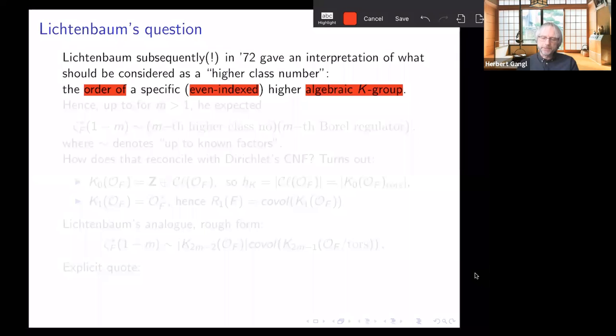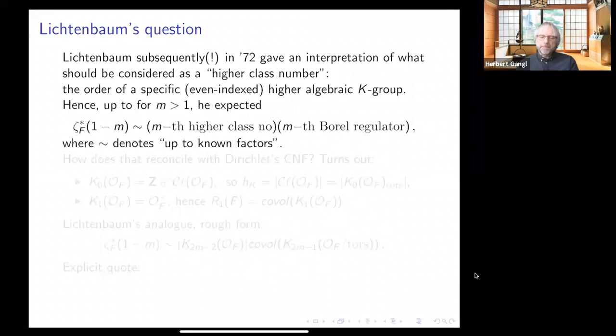So that was at least his suggestion. And here the twiddle again, up to known factors like powers of pi and certain known rational numbers that might enter the game. Now the question, how does that reconcile with the original Dirichlet class number formula?